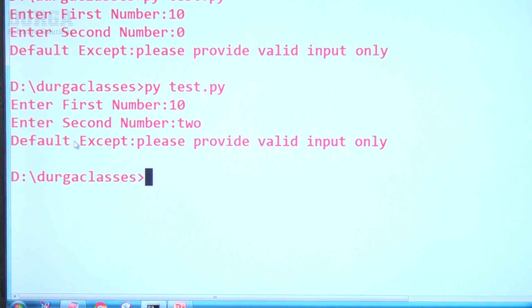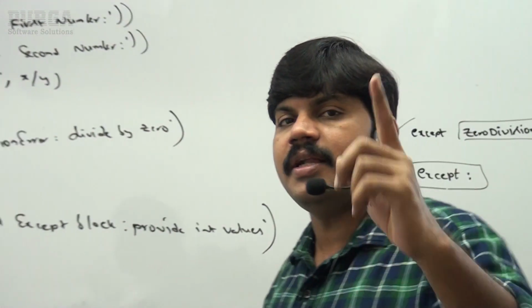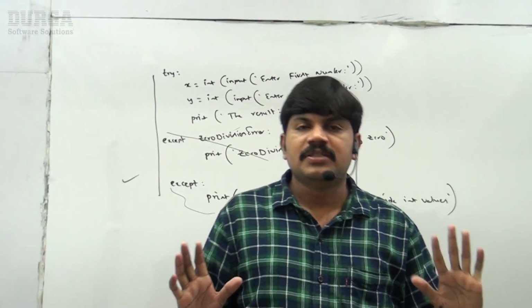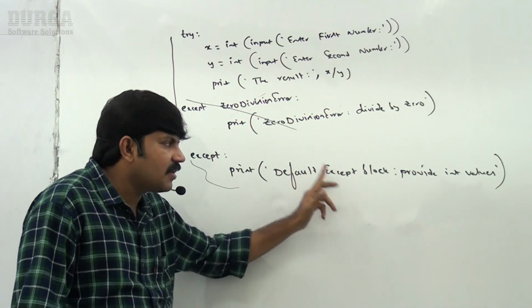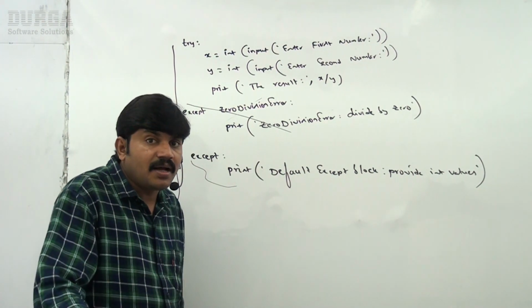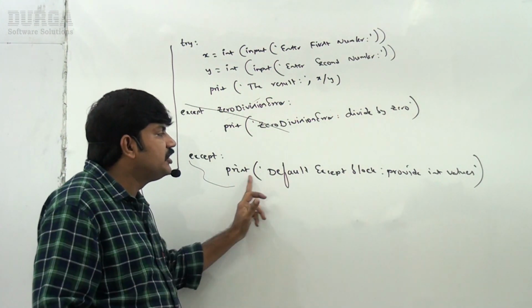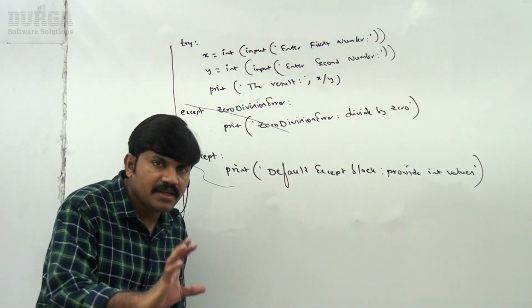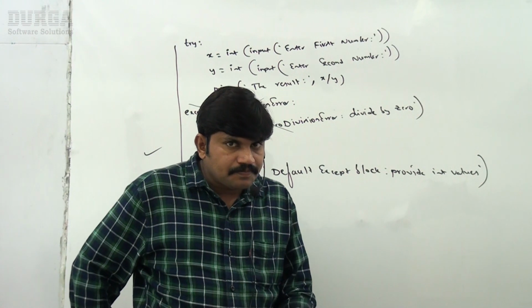Enter first number 10, second number 2 with invalid input, and observe that for this also the default except block executed. So the default except block can handle any type of exception, no problem at all. Generally we just print the exception information to the console, because it is not related to any particular exception. So this is the generic handling code for any type of exception. Are you in a position to understand? Any doubt about this?